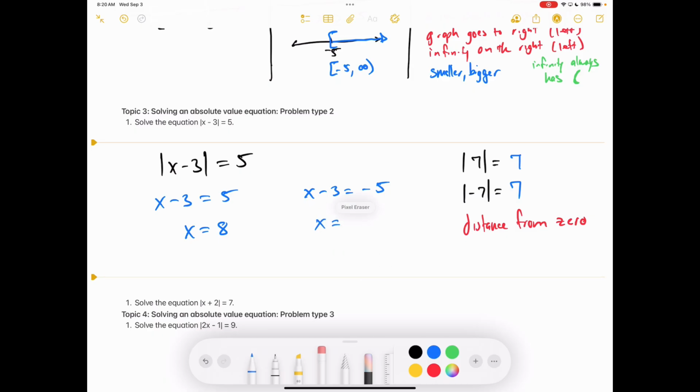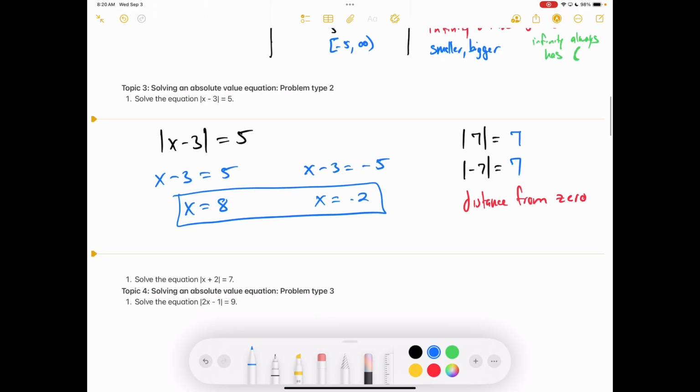Add 3 to this side, and I get negative 2. So either of those would work. Okay, if I plugged in an 8, I do the absolute value of 5, which is 5. If I plugged in the negative 2, the absolute value of negative 5 would be 5. So you can always plug those back in to check.